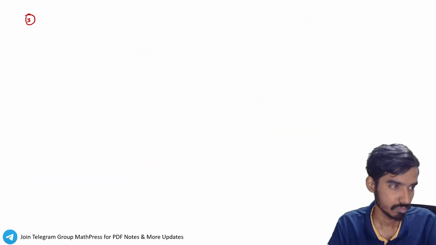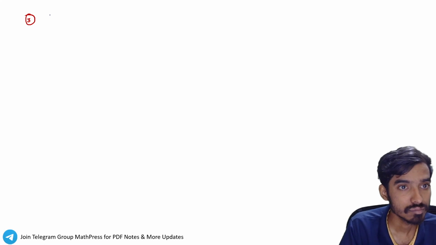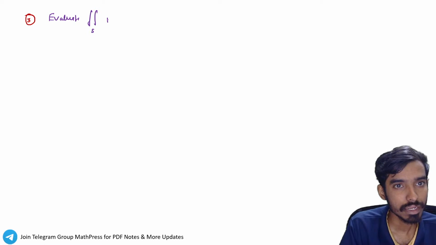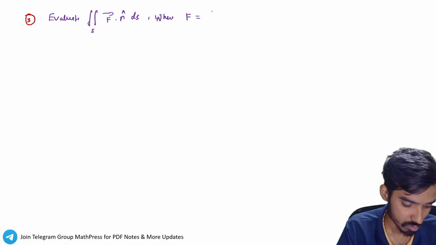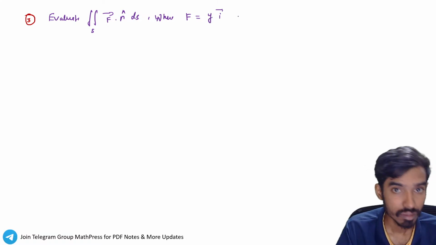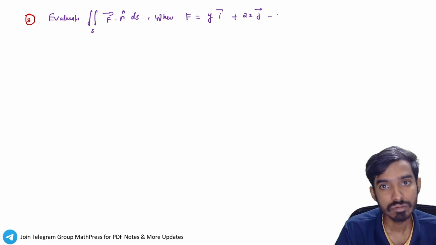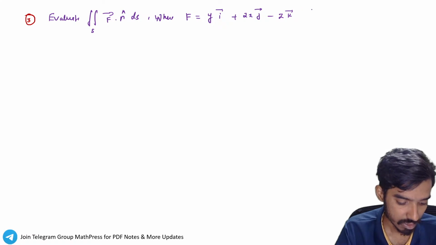We'll move on to the third problem. Evaluate the double integral over S of F vector dot n cap dS, where F is y i vector plus 2x j vector minus z k vector, and S is the surface of the plane.